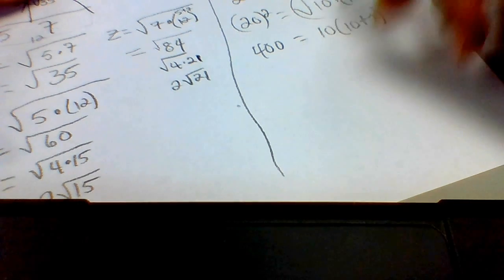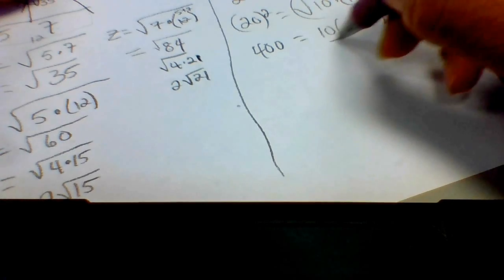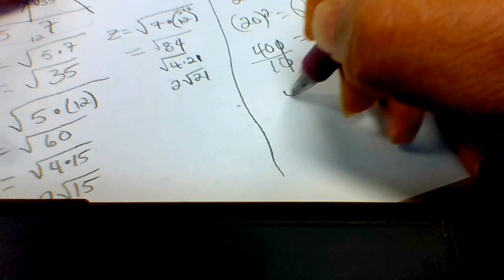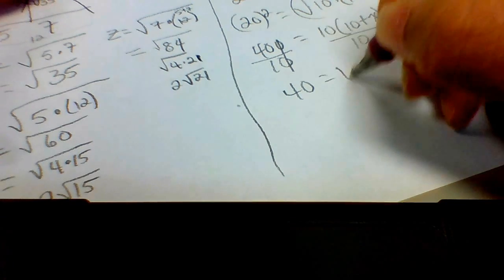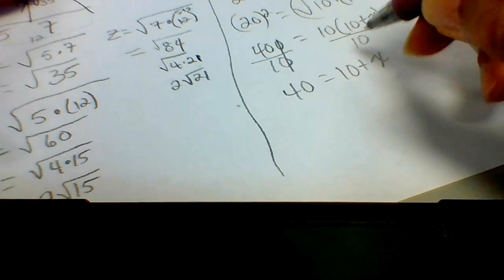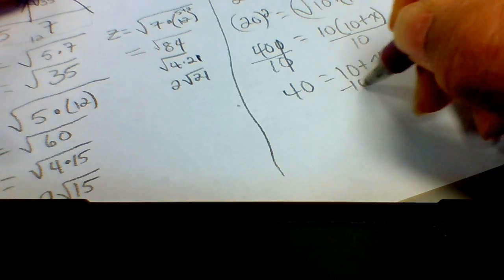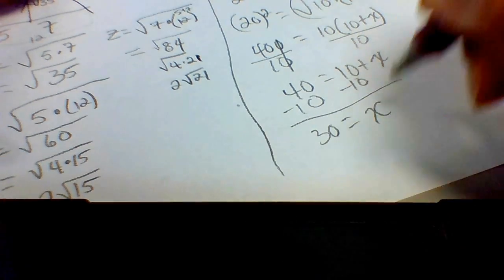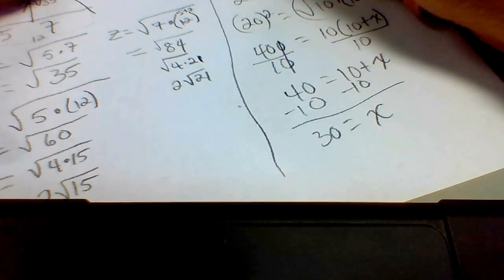So I don't need to multiply it out. This says times, so I divide both sides by 10. This is gone, so I have 40 is equal to 10 plus x. Subtract 10 from both sides. So I get 30 is equal to x. So this now is 30.